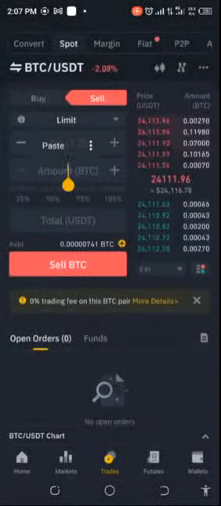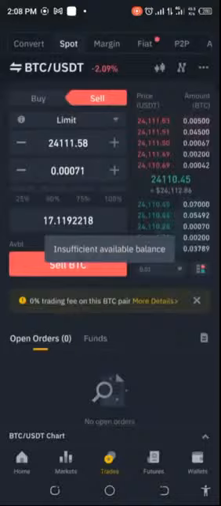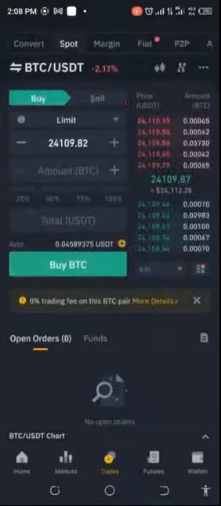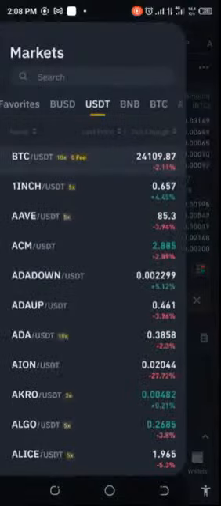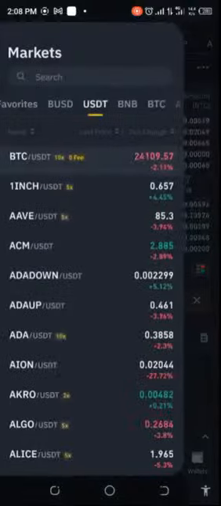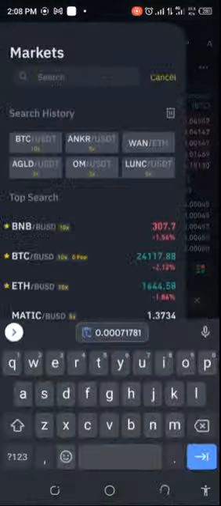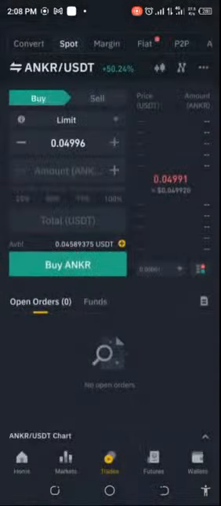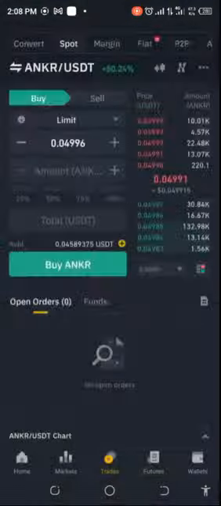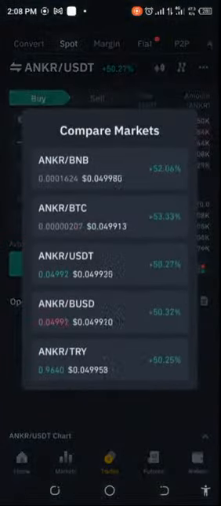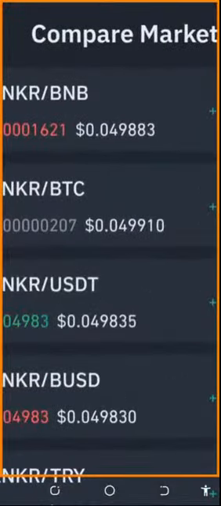Now you have to realize that not everything still looks good. Okay, let's go back and see what that is going to give us. I'm going back to ANKR itself, and then I'm going to check what's happening currently on the compare markets. I can see the price is going down drastically, but it's going to come back up with full force.